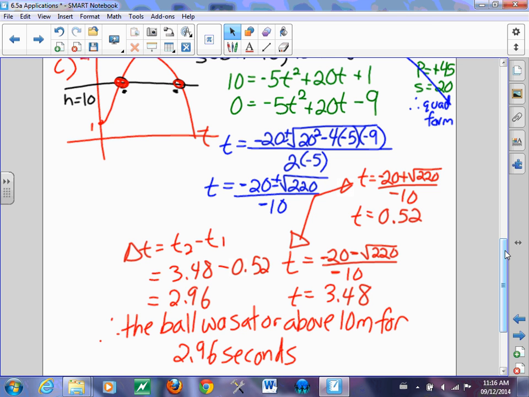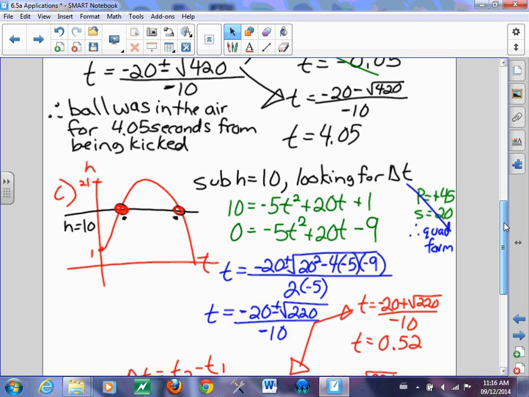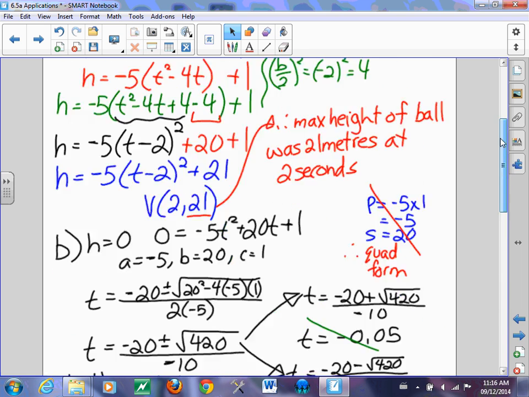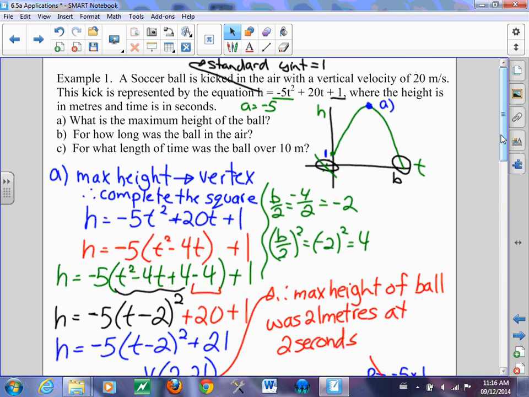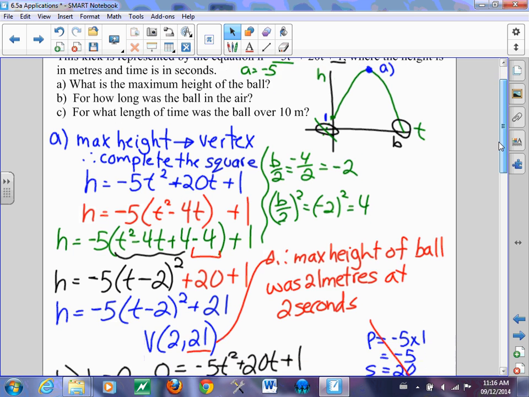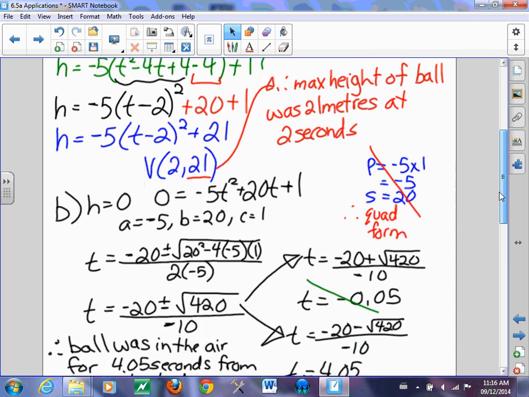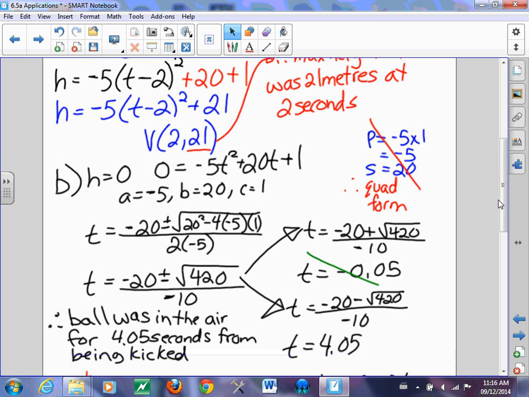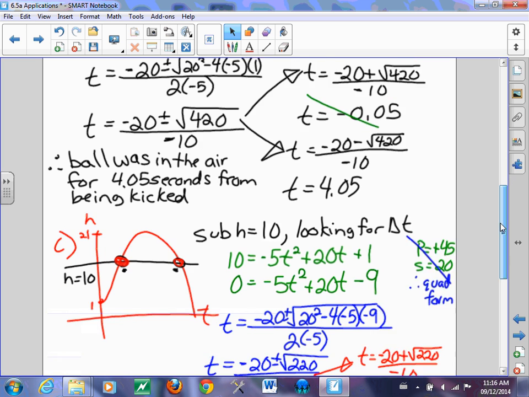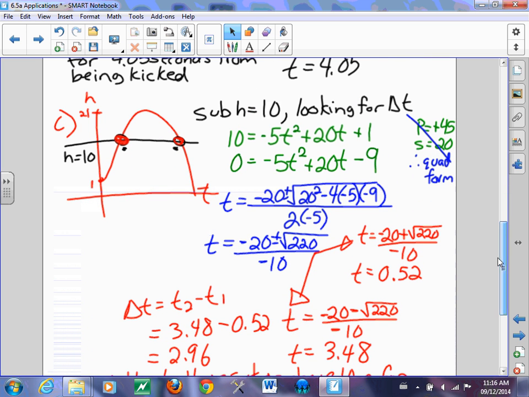Hopefully that's a good understanding, folks, of quadratics. Let's just quickly review. For the first one, max height, you need to find the vertex, which is at the top, so you need to complete the square. For number 2, for how long was the ball in the air, height equals 0, and you solve. Then question C asked for how long it was above 10 meters: you subbed in h equals 10, and then you solved.